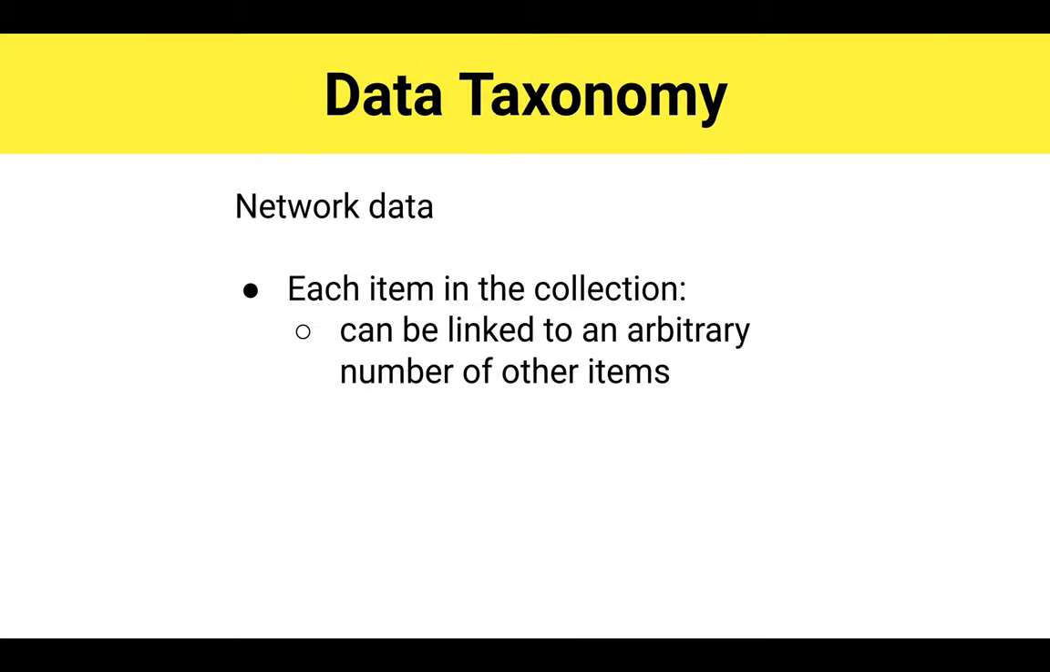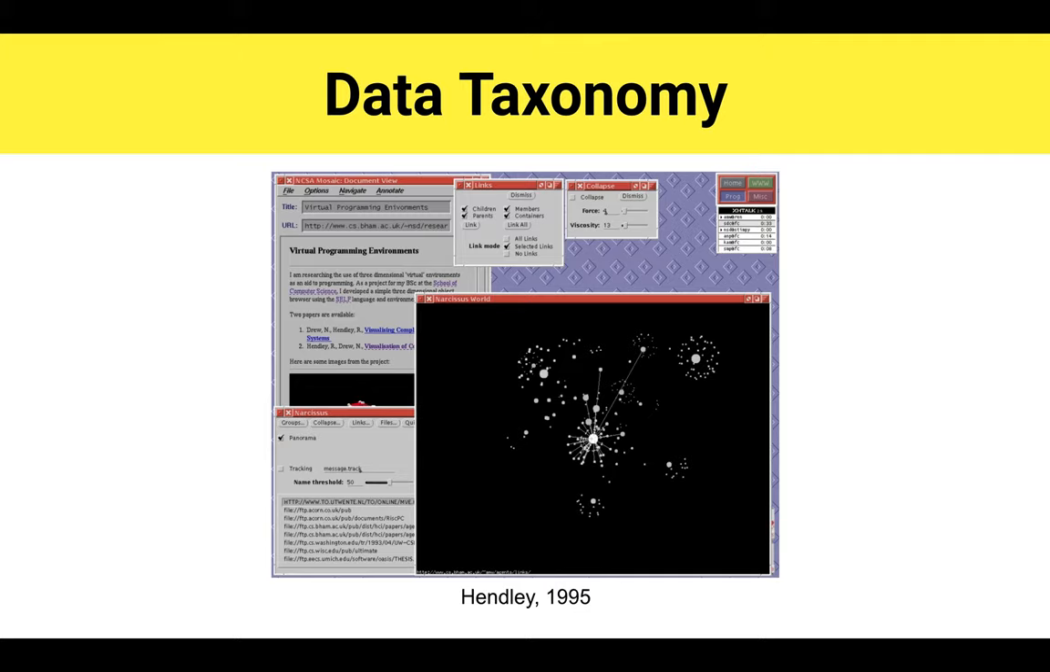Finally, network data can be a collection where each item can be linked to an arbitrary number of other items. In 1995, a visualization of the internet showed websites as nodes and hyperlinks as edges.